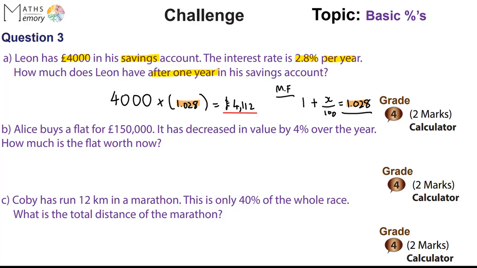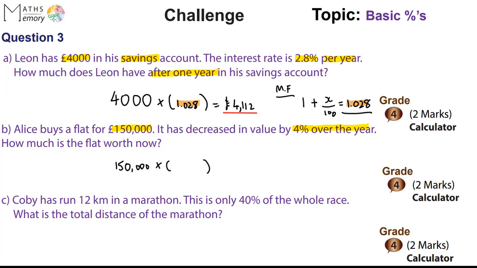Part B, Alice buys a flat for £150,000. Okay, so here it is. It has decreased in value by 4% over the year. What is the flat worth now? So again, this is an example now of a decreasing multiplying factor, okay? Because obviously it's going down in value. So same thing. What's our initial value? It's £150,000 times our decreasing multiplying factor.